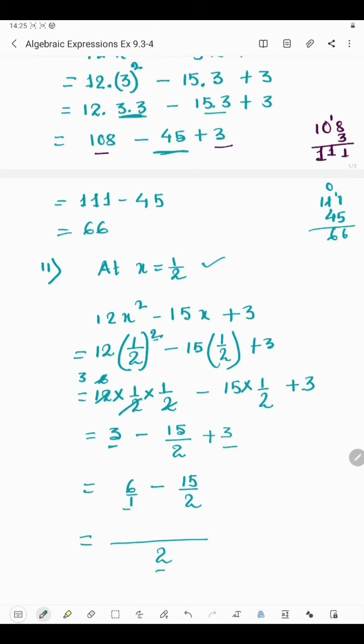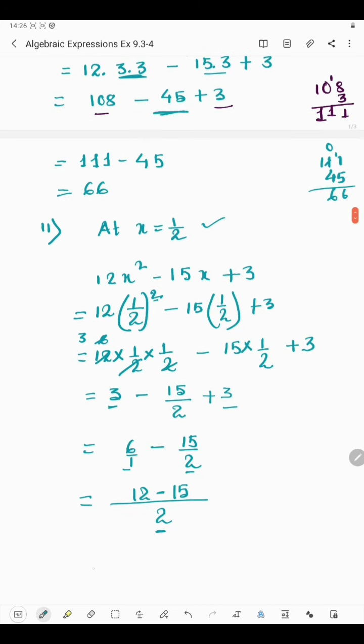2 divided by 1, LCM divided by the denominator, it's 2, and then the answer should be multiplied by the numerator, so it's 2 sixes are 12 minus. Come to the next fraction, 2 divided by 2 is 1 into the numerator, which is 15. This is 15. Now 12 minus 15 is 3. 15 minus 12 is 3, and since 15 is greater than 12 and the sign of 15 is minus, it will be minus 3 by 2.